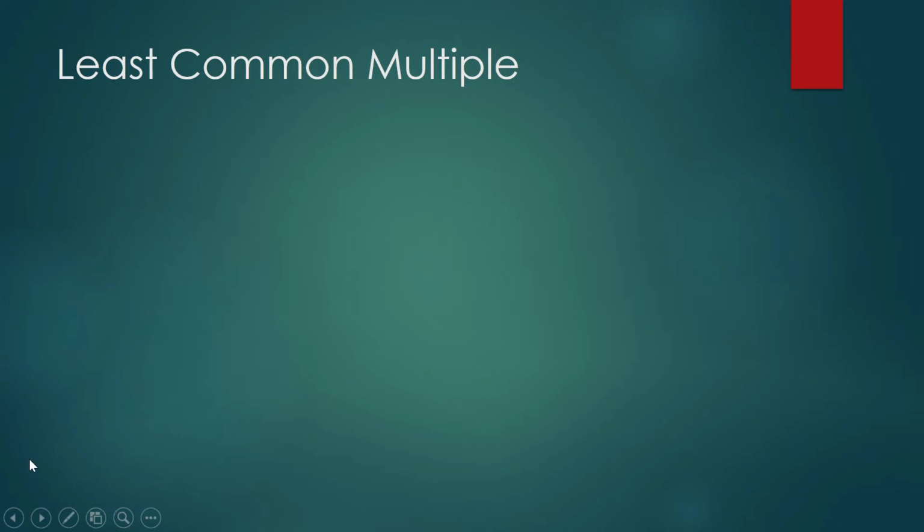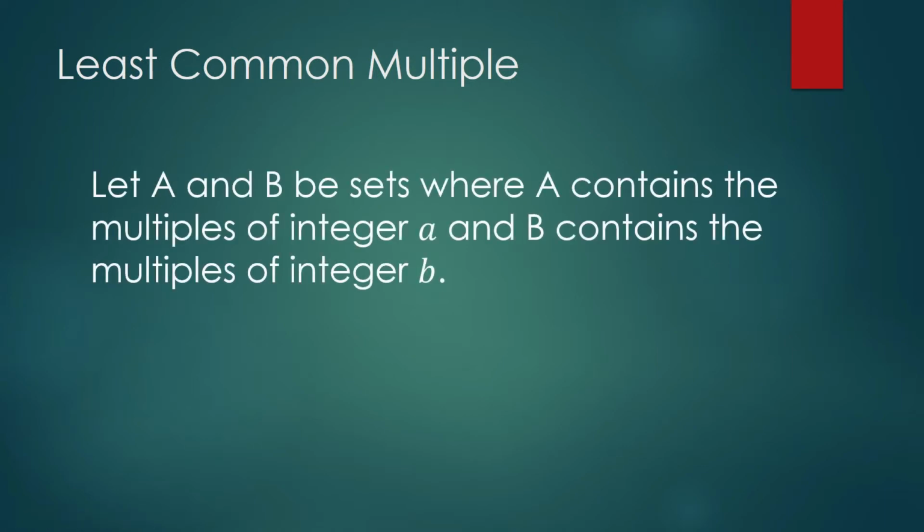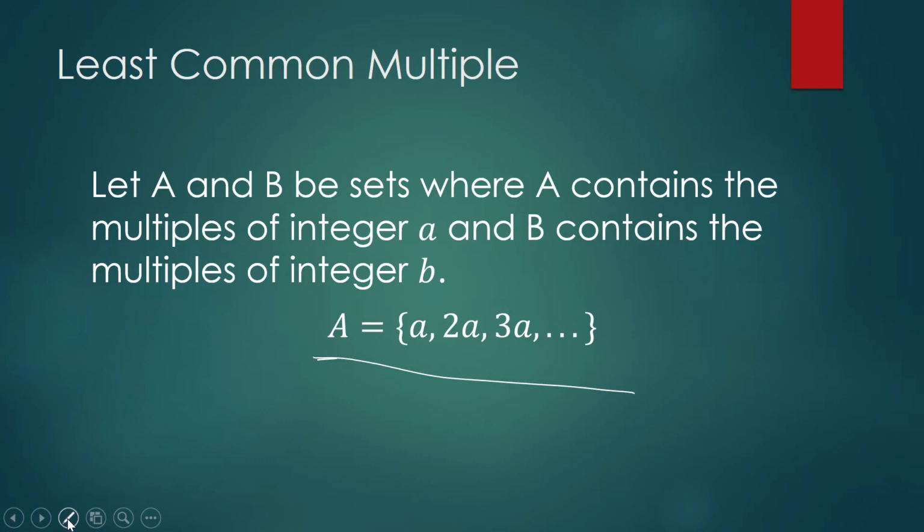Least common multiple. Let A and B be sets where A contains the multiples of integer A and B contains the multiples of integer B. So if A is an integer, we will collect the multiples of A in set A. A is equal to the set with elements A, 2A, 3A, 4A, and so on and so forth. So that is how you produce the multiples of A. You just multiply it by a positive integer.